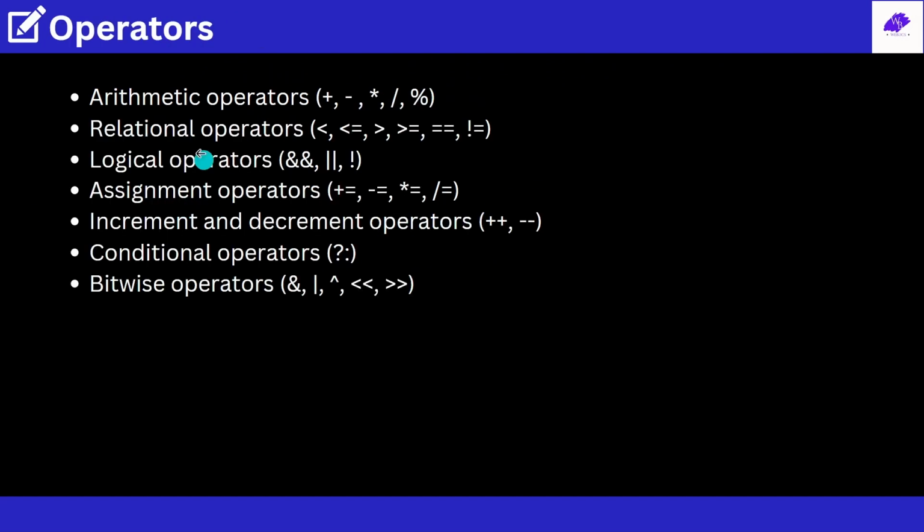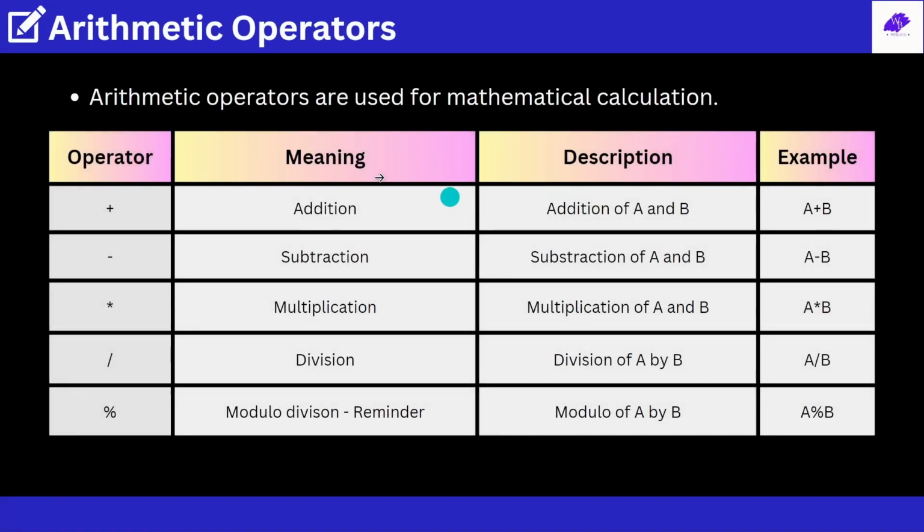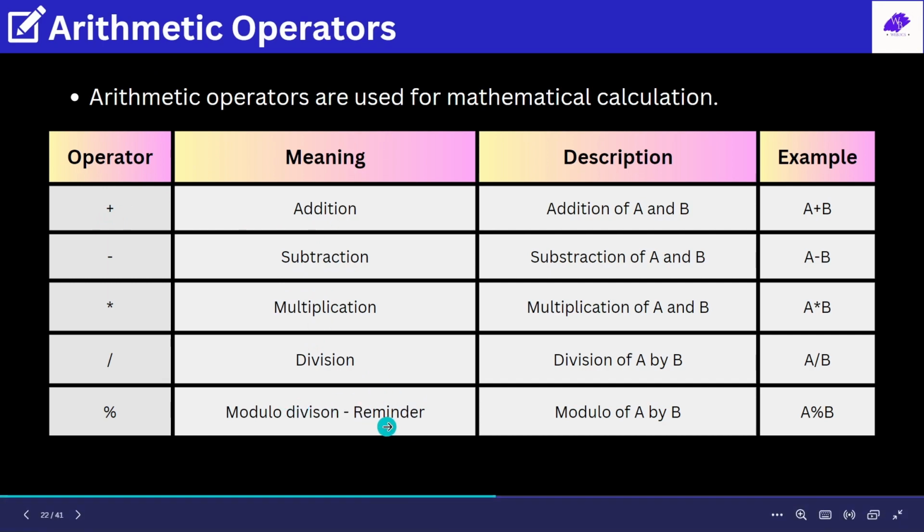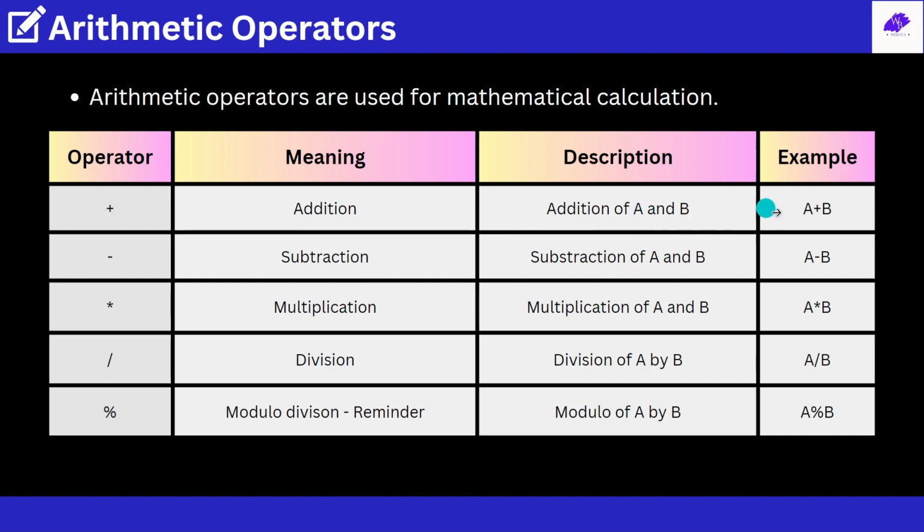So mainly there are these different types of operators: arithmetic operators, relational operators, logical operators, assignment operators, increment and decrement operators, conditional operators, and bitwise operators. So let's discuss them all in detail. First is arithmetic operators. As we know, the common arithmetic operators are addition, subtraction, multiplication, division, and modulo division, that is, it will give us the remainder when we divide one digit by another. So in addition, a plus b will be assigned a value. In subtraction, a minus b, a into b, a divided by b, and a modulo b.